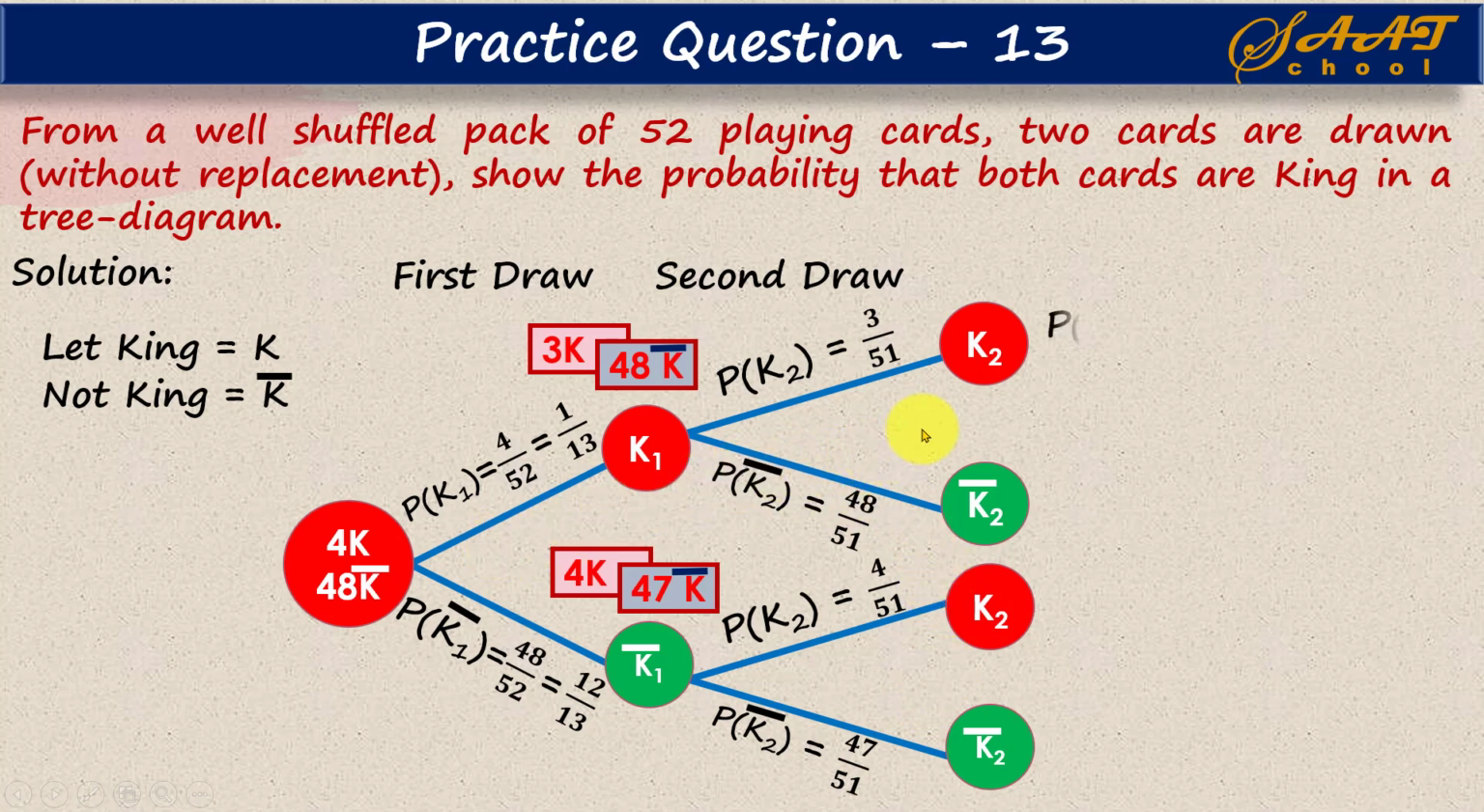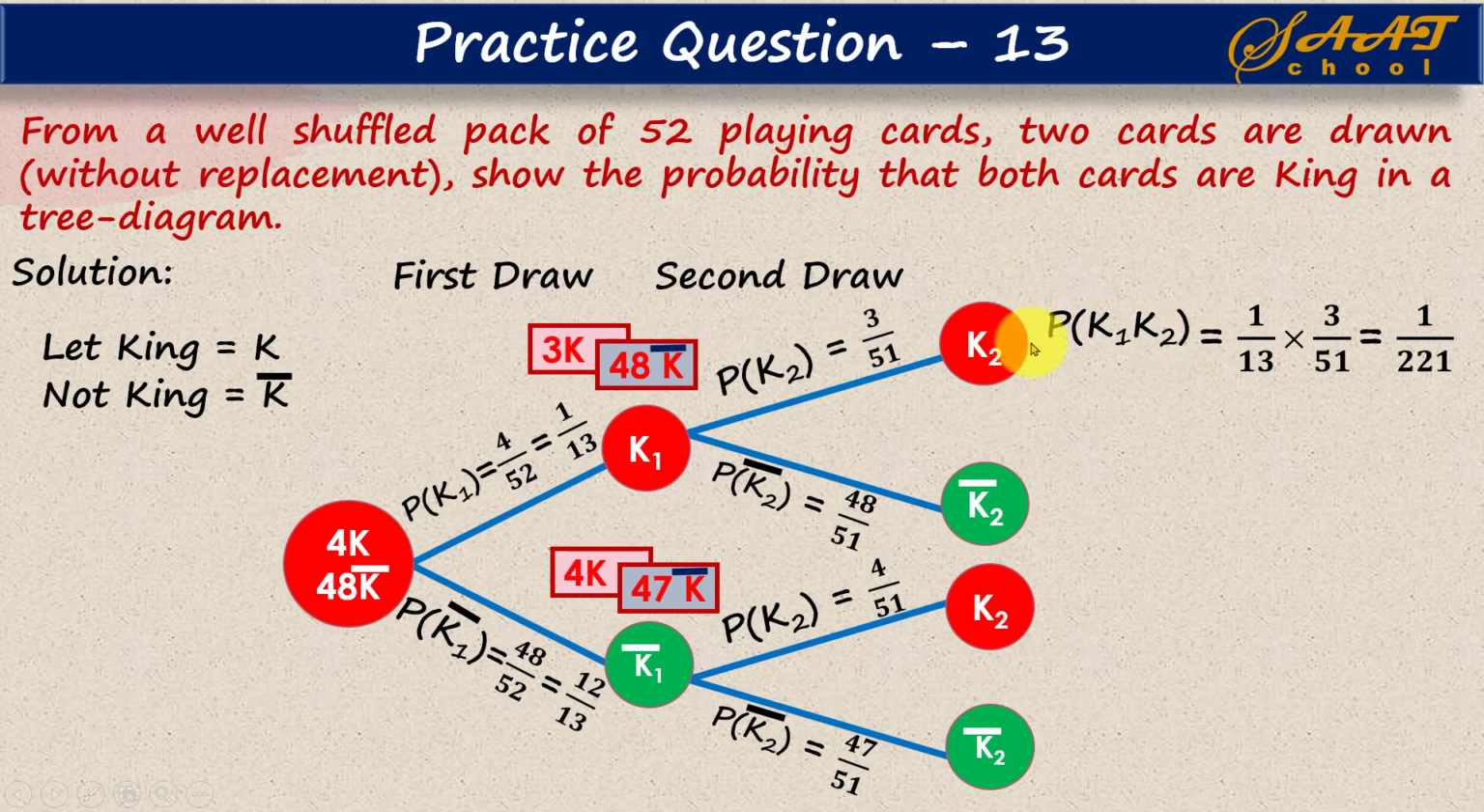Now we have to find the sample space. So these are the sample space, meaning this branch is for probability of king in the first draw and probability of king in the second draw. So this is probability of king in the first draw times probability of king in the second draw, which equals the product of 1 by 13 and 3 by 51. If you cancel and simplify, that equals 1 by 221.